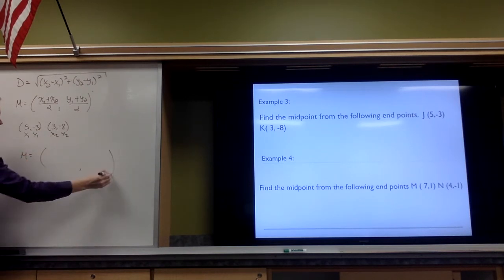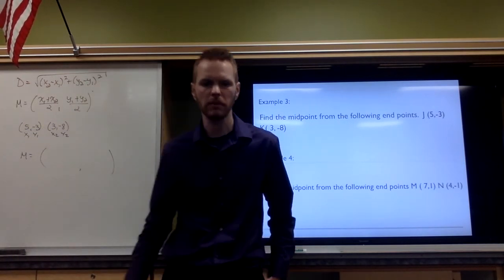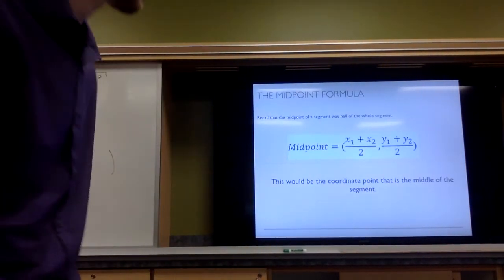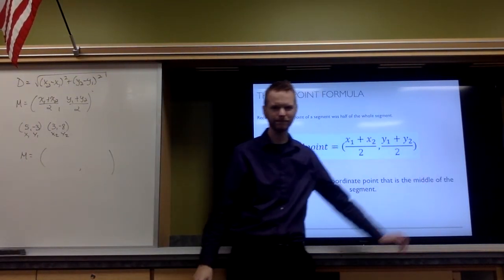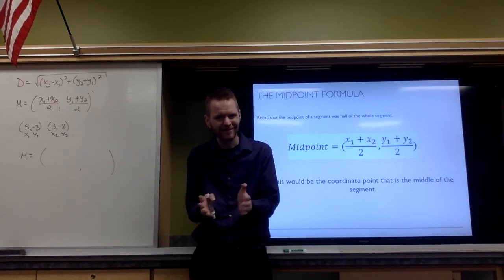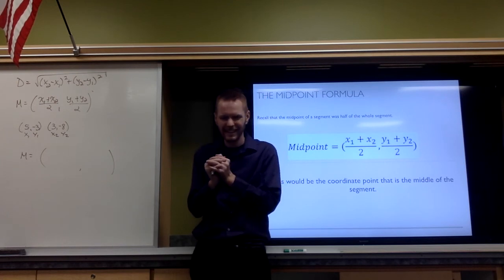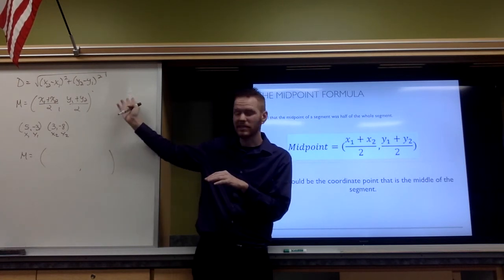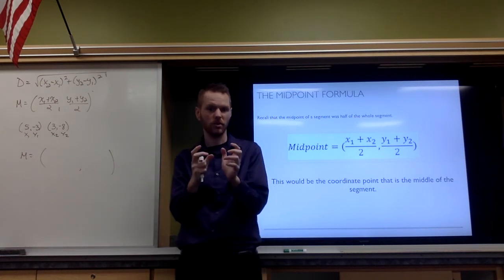Now, notice something. My formula, and I'm going to go back to this, my formula is written as an ordered pair, right? There's a reason for that. It's a midpoint. The title of it, it's a point, okay? So our answer is not going to be a distance. It's not going to be a number. Okay, it's going to be an ordered pair. So keep that in mind.